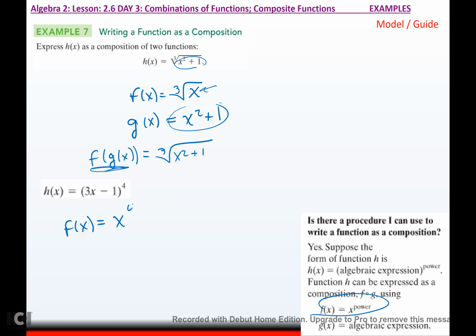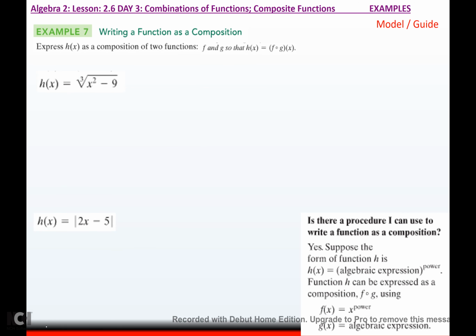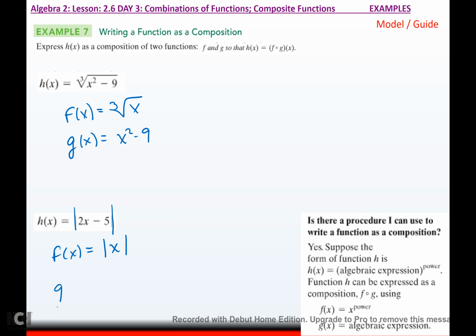Okay, so again, here, f of x would be the power. So that's going to be x to the 4th. And your g of x is what they put in for x, which is 3x minus 1. Okay, if we look at this one, the power is f. So my f of x would be the cube root of x. Your g of x is what's inside, which is going to be x squared minus 9. This is a power, kind of. It's absolute value. So my f of x is going to be the absolute value of just x, where g of x is what's inside that power, which is 2x minus 5.